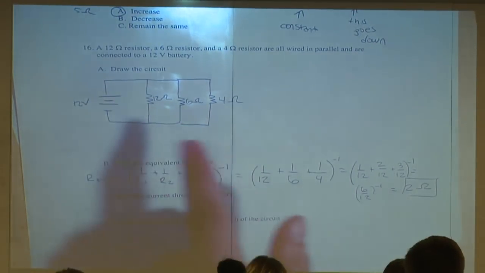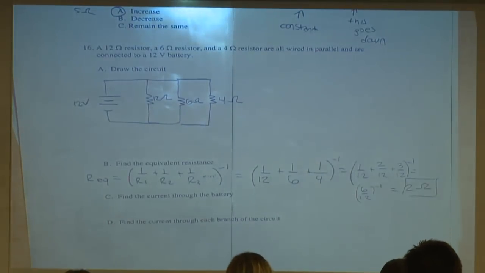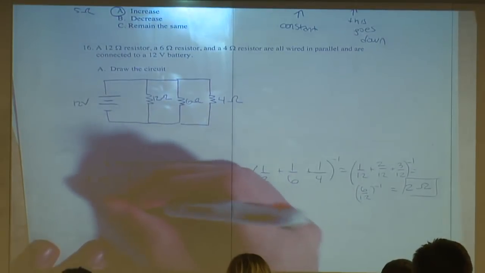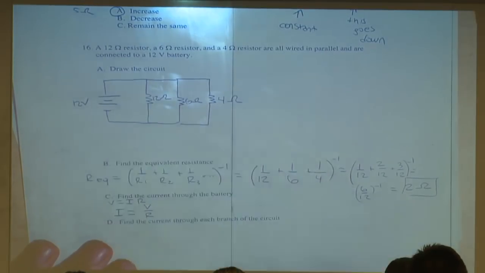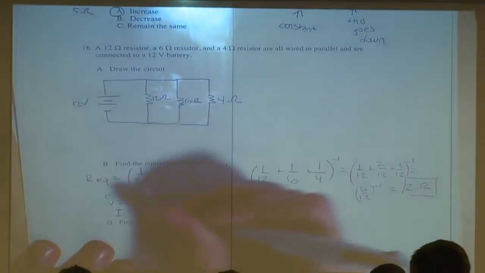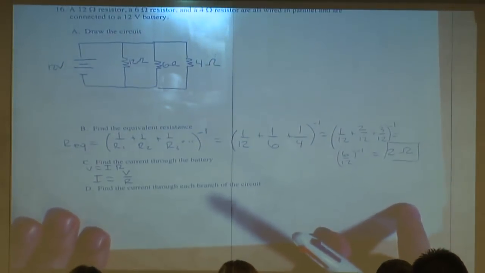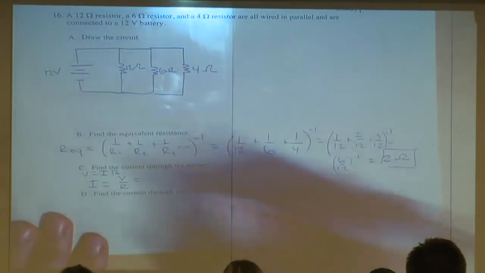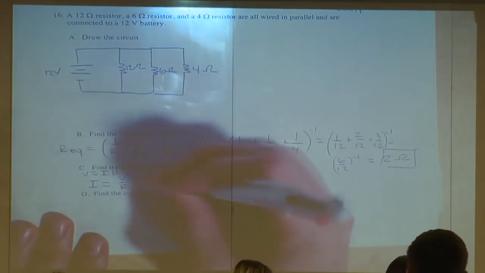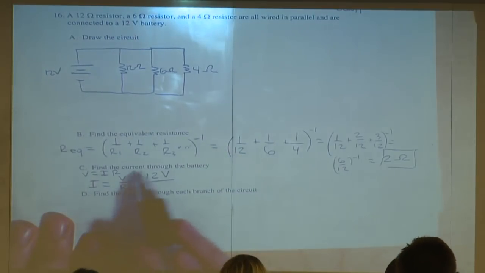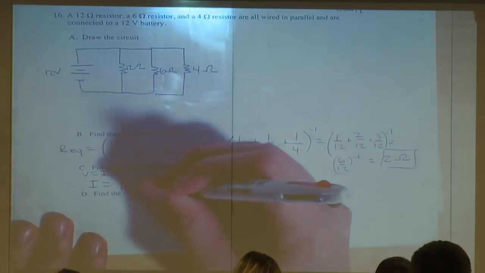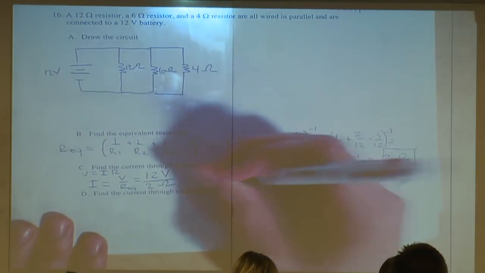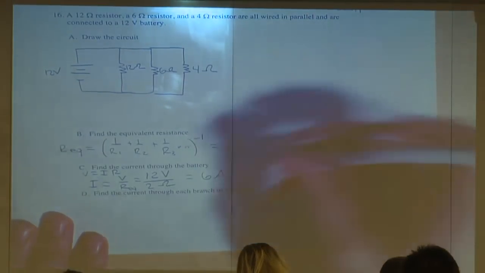And notice how that's less than any of the resistors on here. Okay, so it says to find the current through the battery. So now we're going to use Ohm's law. V equals IR, except for this one we're going to do I equals V over R. So we know our voltage. Okay, our voltage is 12. And then our R equivalent, to find the current through the battery, all you do is take the voltage divided by the equivalent resistance. So it's going to be 2 ohms. So 6 amps. That's going to be the current through the battery.